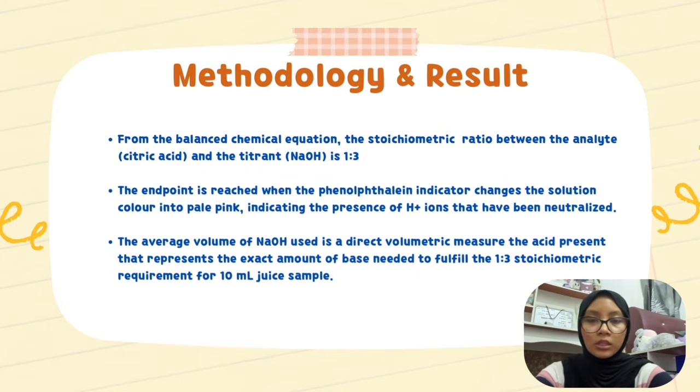So, to wrap up our findings, let's walk through the core principle behind our results. From the balanced chemical equation, the stoichiometric ratio between the analyte, which is citric acid, and the titrant, which is NaOH, is 1 to 3. The endpoint is reached when the phenolphthalein indicator changes the solution color to pale pink, indicating the presence of H+ ions that have been neutralized. The average volume of NaOH used is a direct volumetric measure of the acid present. It represents the exact amount of base needed to fulfill the 1 to 3 stoichiometric requirement for our 10 ml juice sample. And that's all for this part.